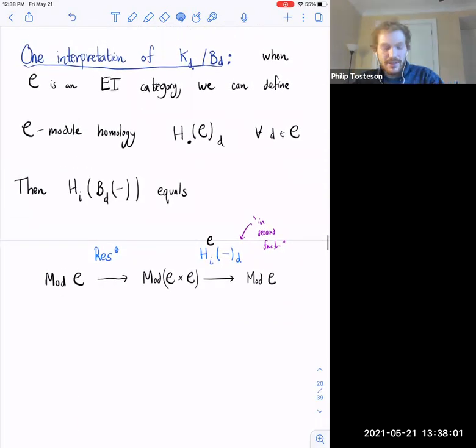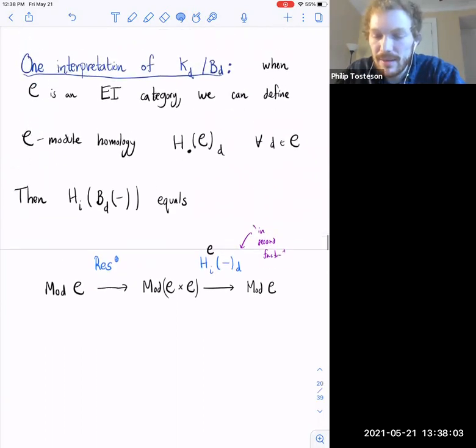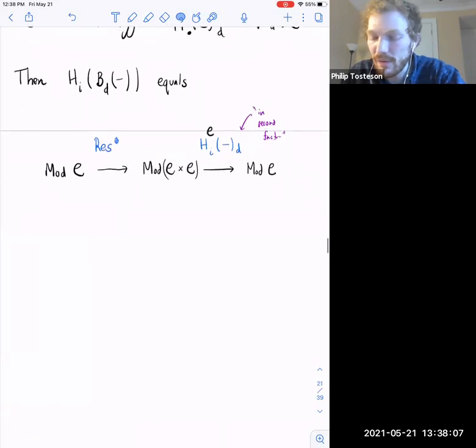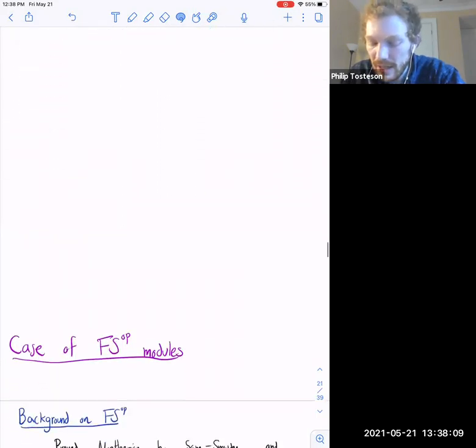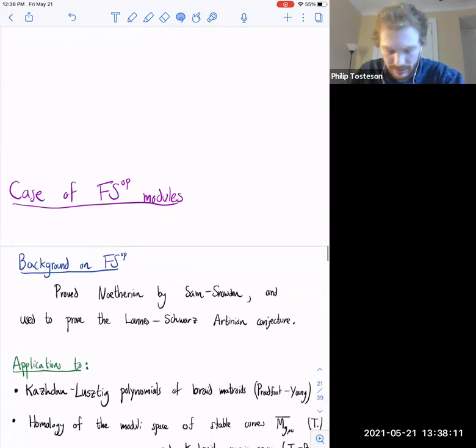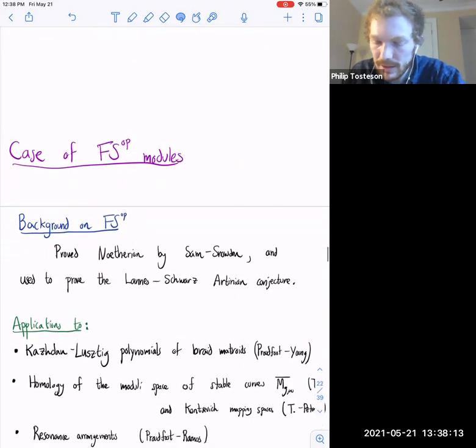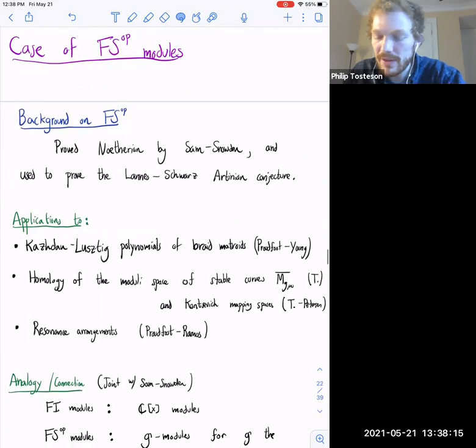Okay, so that's everything I had to say about the general case, and now I want to talk a little bit more specifically about what happens for FS^op modules. So what happens for FS^op modules?